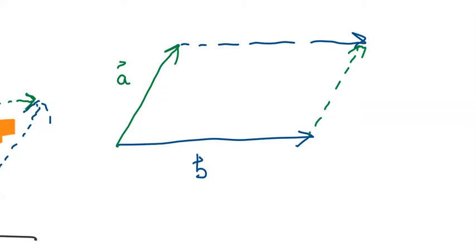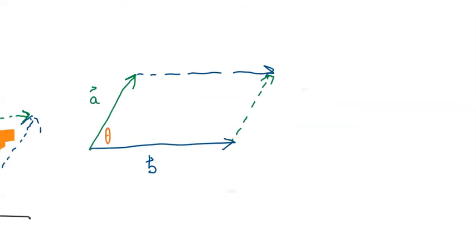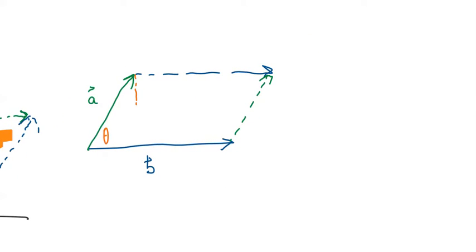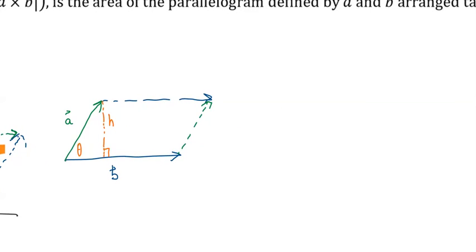Well, I've got to do a right triangle. So if I bring this altitude from the tip of A down at a right angle to B, and I'm going to call this H, then sine theta is opposite over hypotenuse, which is H over the magnitude of A. Are we okay with this? Which means H equals the magnitude of A times sine theta. Right?